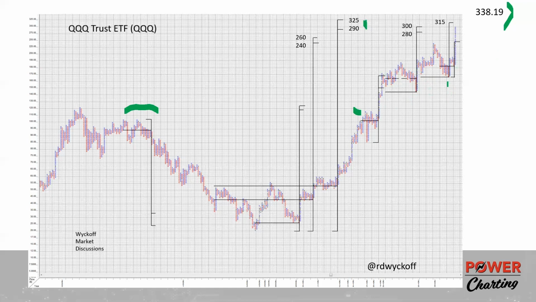But notice these two counts also. Is it possible here, just to make the case for the continuation of the bull run, that this count here could be taken also? But we want to respect these counts because they do tend to stop the advance and cause another reaccumulation area to occur. So let's keep that in mind, and we'll come back to this chart in the future.